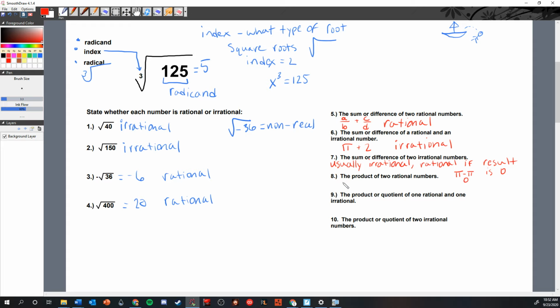Okay. The product of two rational numbers: if I take one fraction, a over b, times c over d, that's always going to be rational. What if I multiply a rational times an irrational? So, pi times 4, 4 pi. Well, fortunately for us, because we can't write pi as a fraction, this answer will always be irrational.